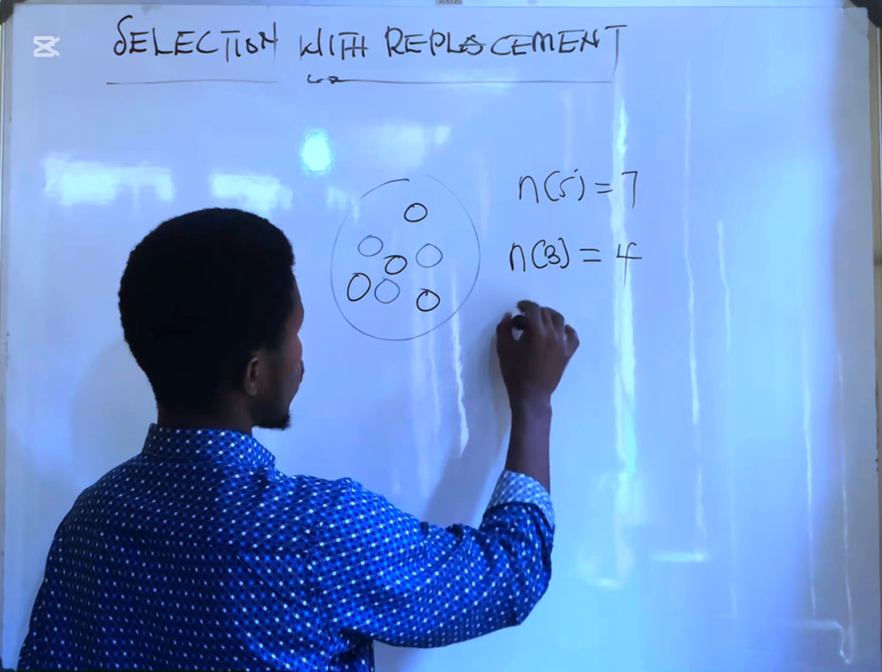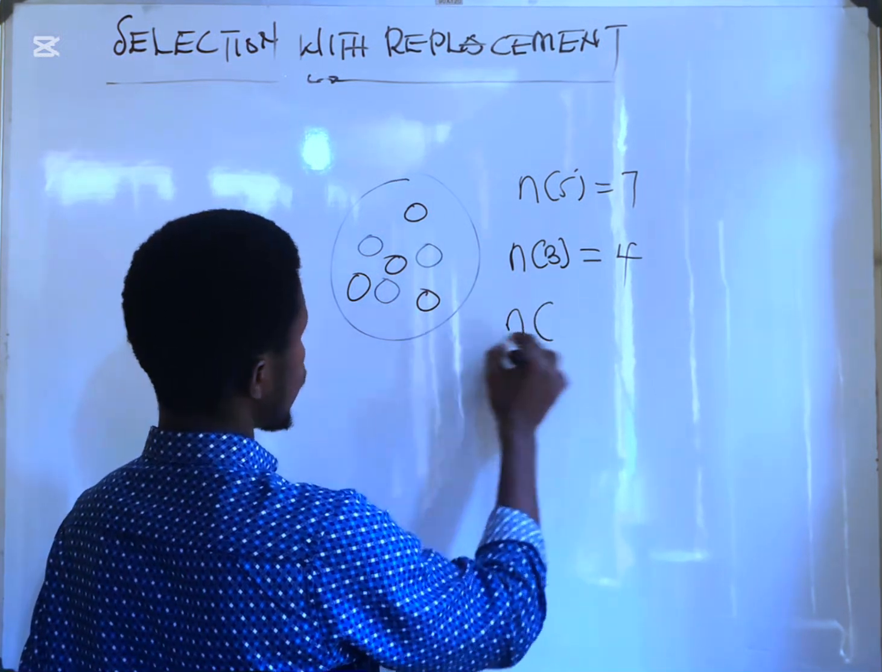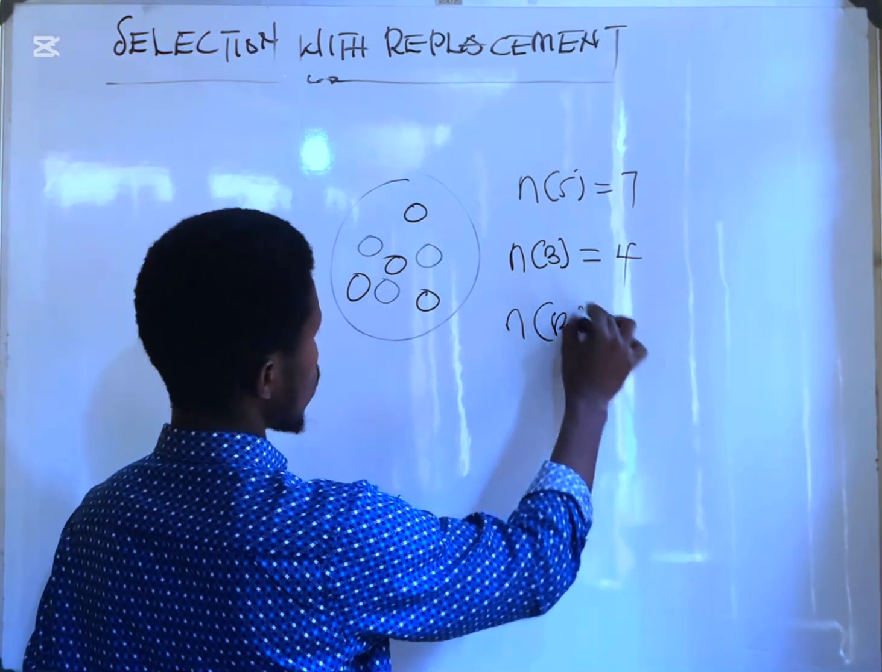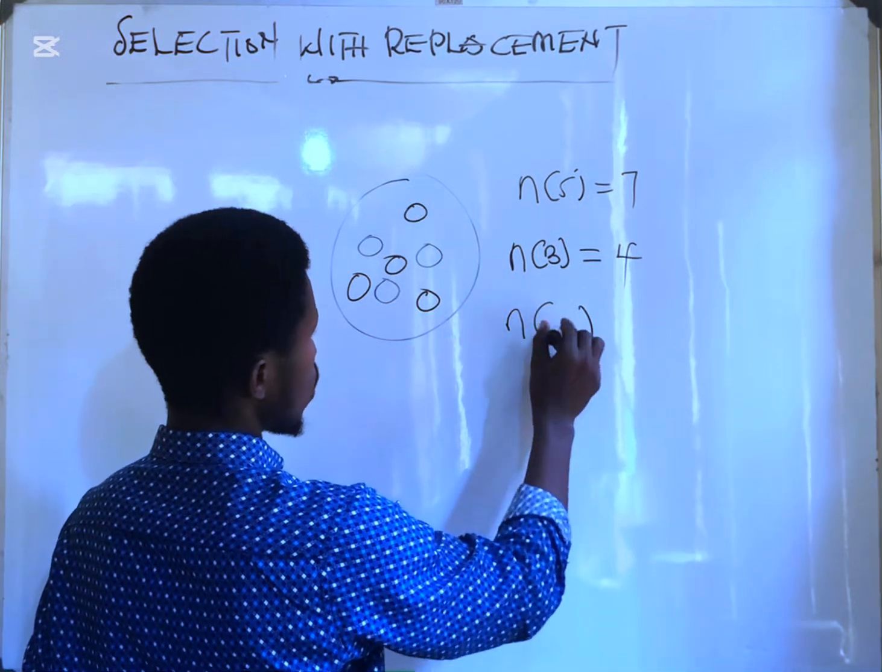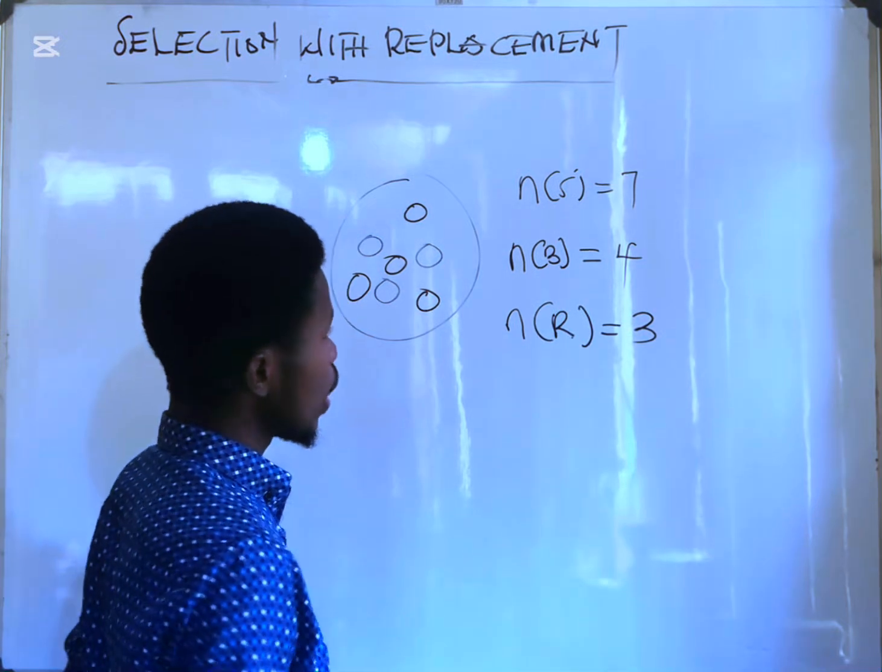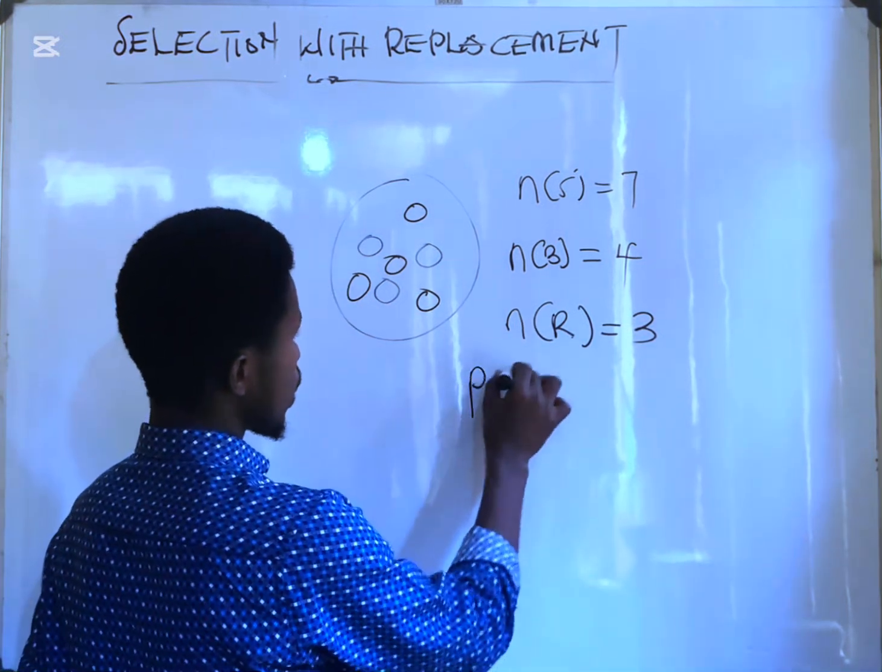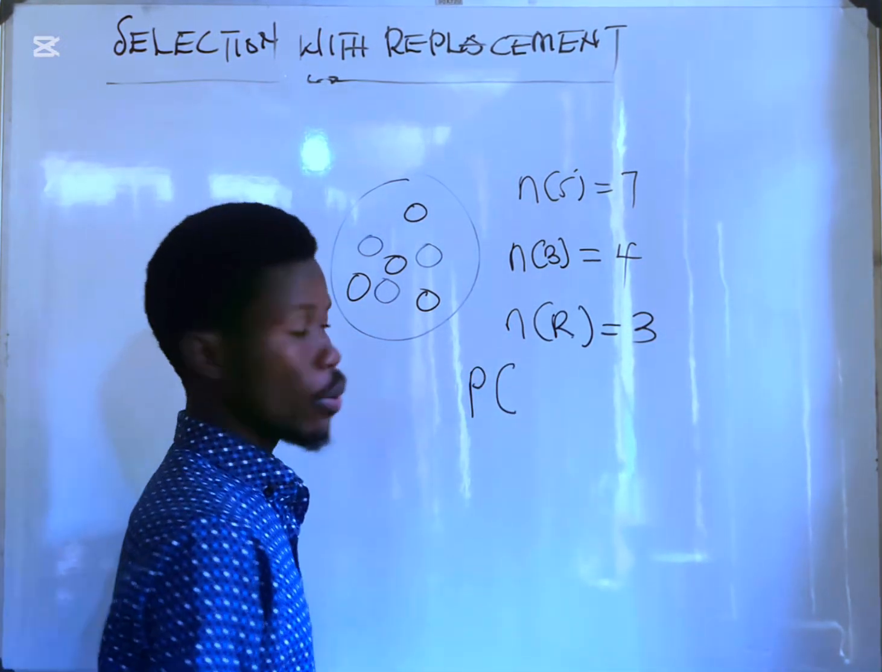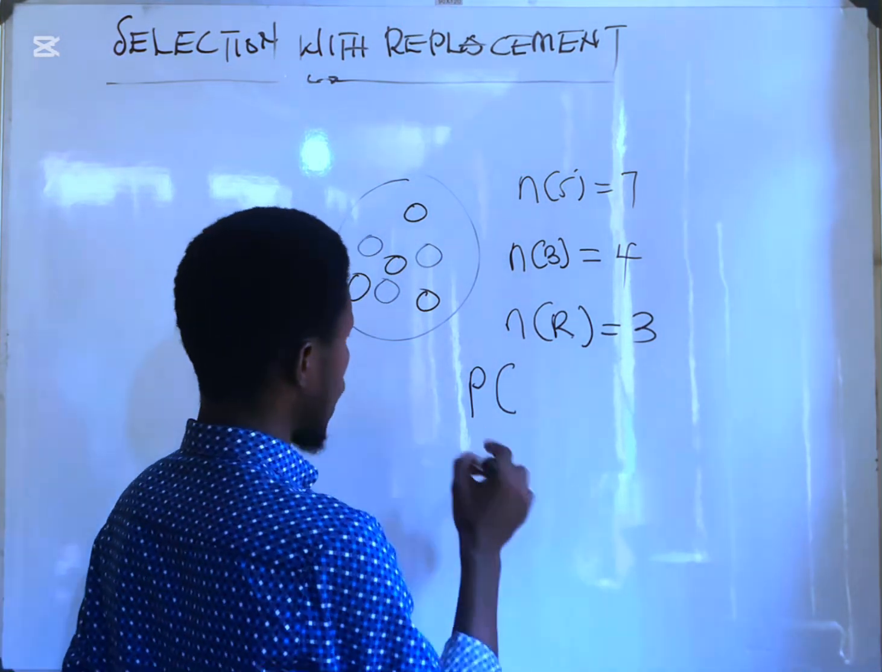Then, the number of blue balls, let me represent that one by R, is 3. Is that okay? Now, if I want the probability of selecting the first ball to be, let's say, black.